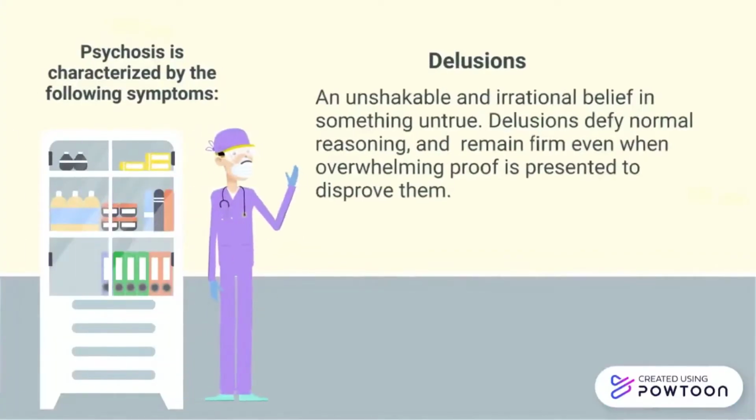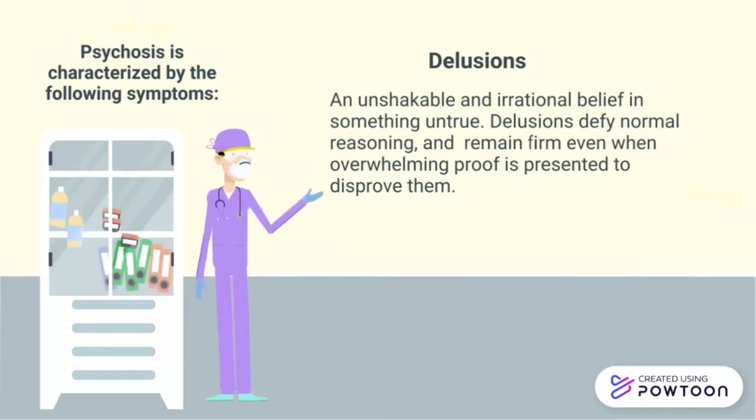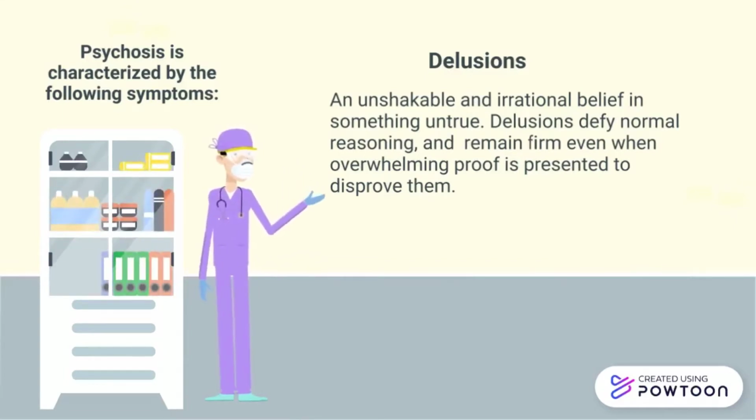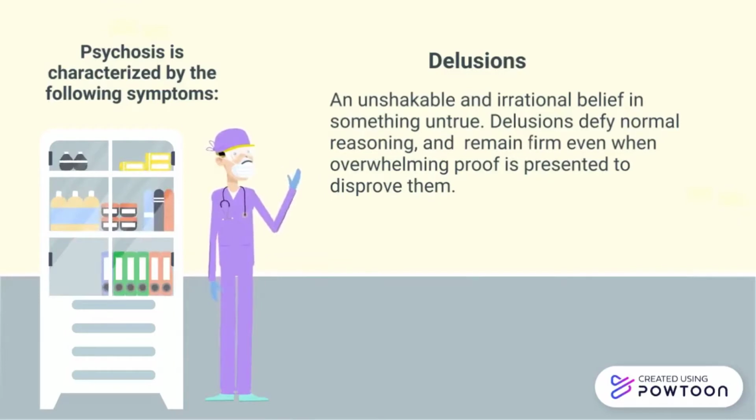First, what is delusion? It is an unshakable and irrational belief in something untrue. Delusions defy normal reasoning and remain firm even when overwhelming proof is presented to disprove them. A delusion is a false belief or impression that continues to be maintained despite reality contradicting it. People suffering from delusions are living in an alternate reality. Delusions are often reinforced by misinterpretation of events.